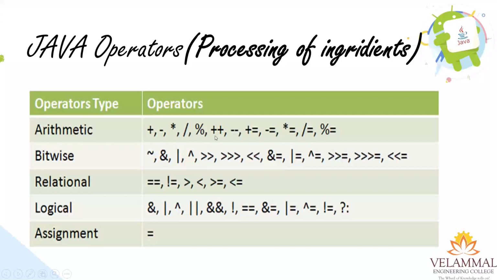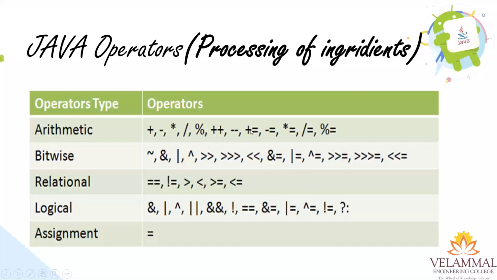So this stands for plus plus. It is an increment operator. It increments the value by 1. Minus minus decrements the current value by 1. Plus equal to adds the same value to the current result and puts it back in the same variable. So let's say a plus equal to 5.